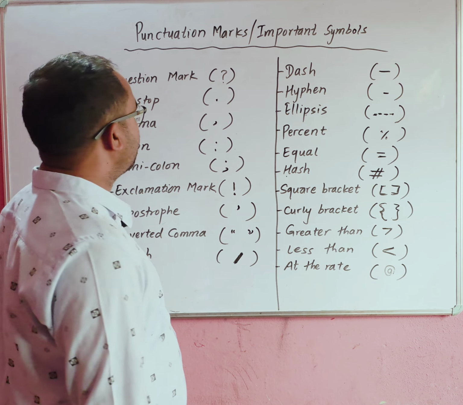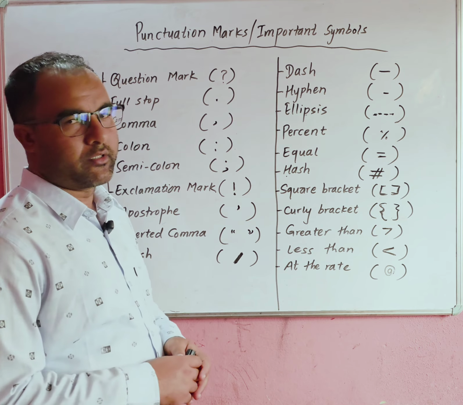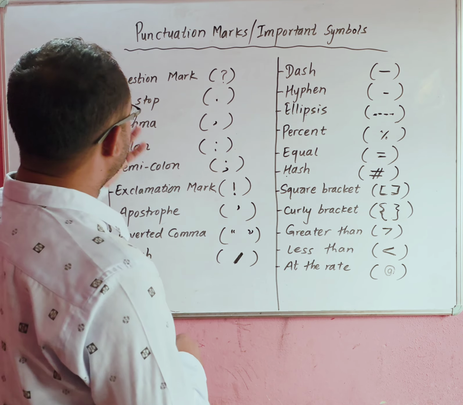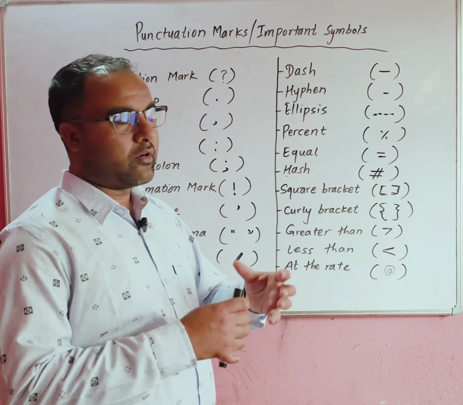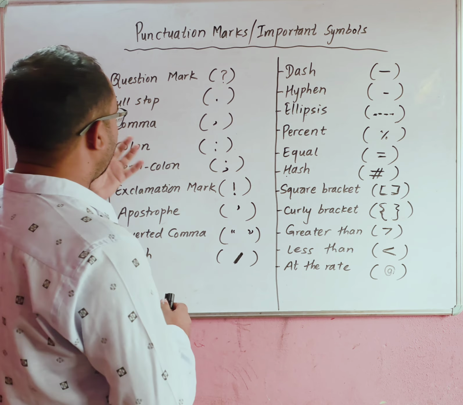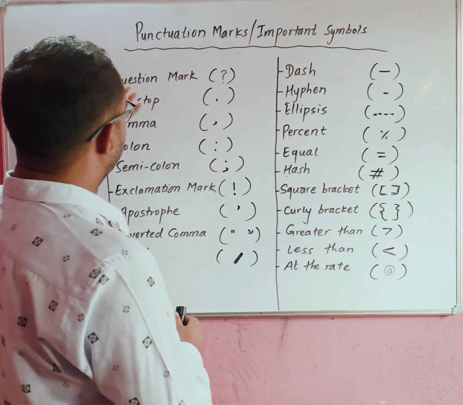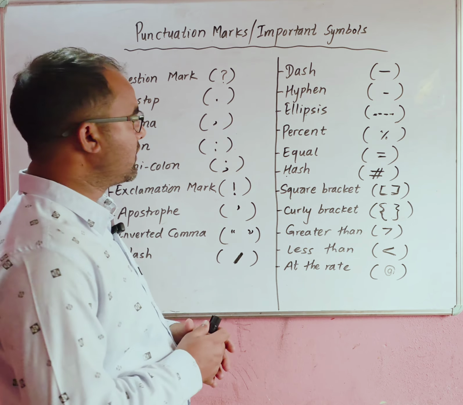Today we are going to discuss the punctuation marks or important symbols. These symbols or punctuation marks are used in different languages or in different sentences while writing. Look here. So we are going to discuss those specific, very important symbols today.